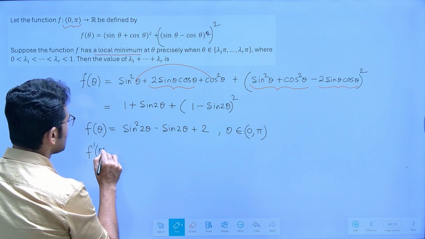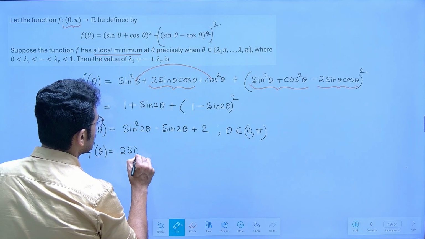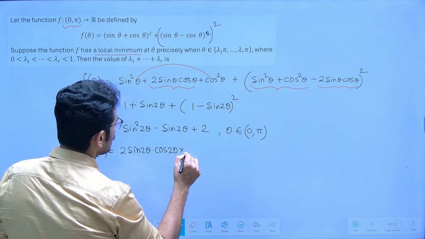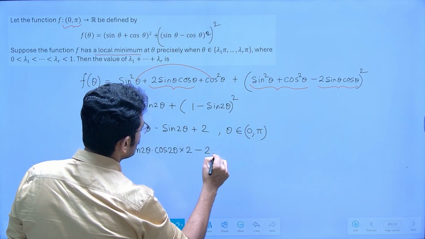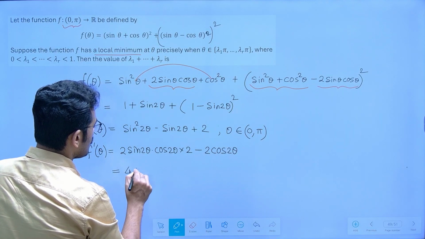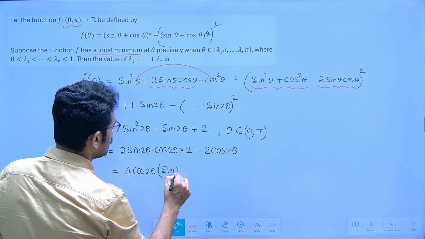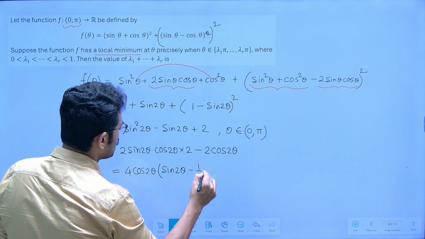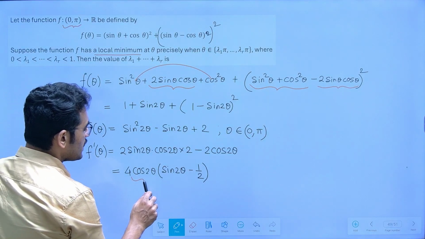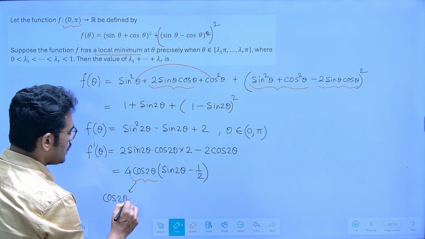f dash theta will be equal to, derivative of sin^2 2 theta will be 2 sin 2 theta into cos 2 theta into 2, minus 2 cos 2 theta. So taking 4 cos 2 theta common, we will have sin 2 theta minus 1 by 2. So where will the derivative be equal to 0? cos 2 theta is equal to 0.